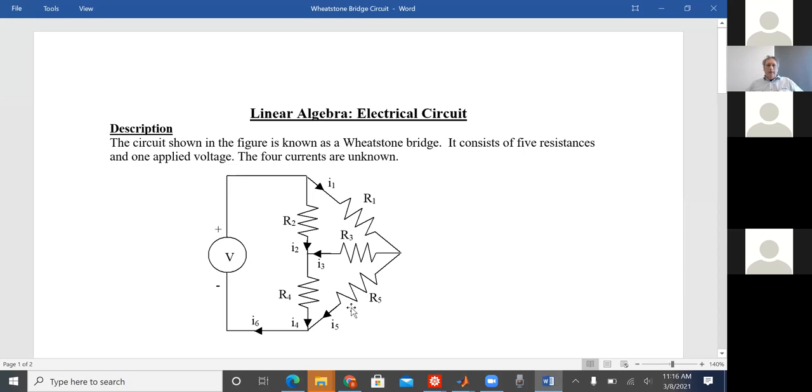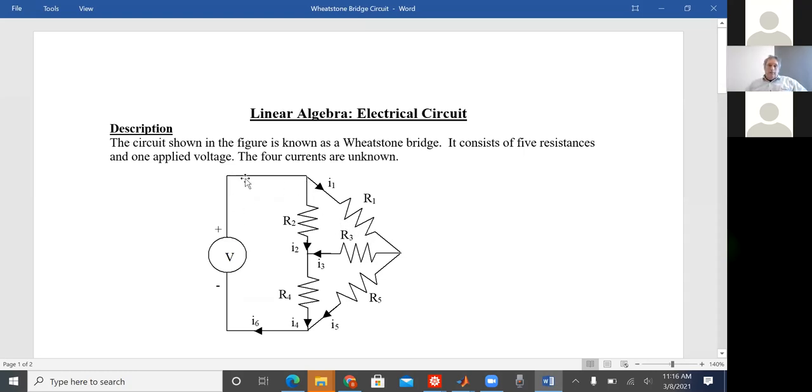What's happening is that you have this arrangement of resistors, and you take a battery, an applied voltage source, and you put it on there, and electricity starts to flow. This particular arrangement is called a Wheatstone bridge. You don't have to know that, just like you don't have to know someone's name, I guess.